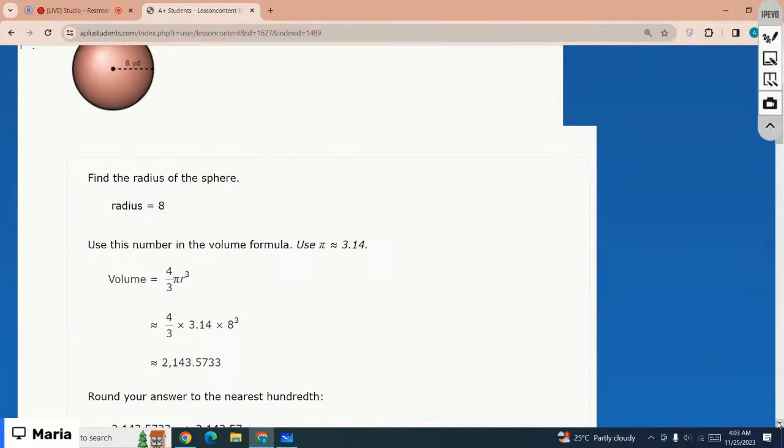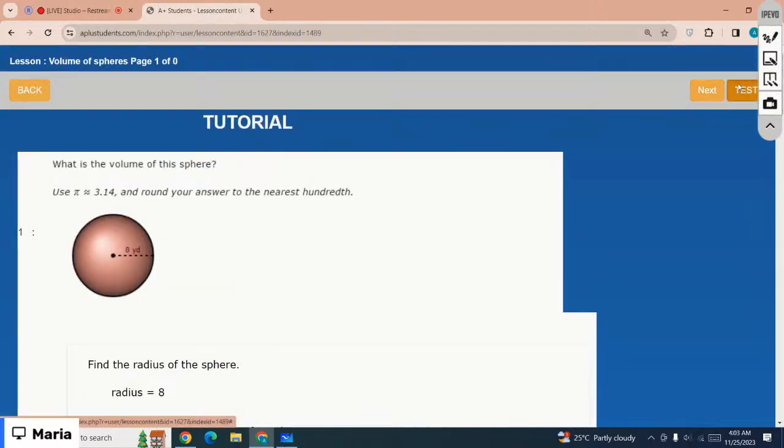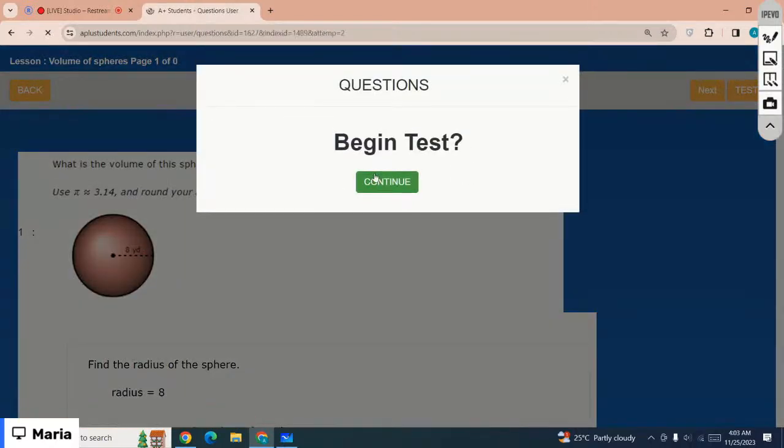So you simply have to put the values in the formula and do the calculations, right? Either you can use a calculator or you can do it on your own. So the formula is V equals 4 by 3 pi r cube. R is given as 8, just put in the values, that is 4 by 3 times 3.14 times 8 cube, right? So the correct option is 2143.57, right? So the formula to calculate the volume of the sphere is V equals 4 by 3 pi r cube, right? Let's just start with the test questions from the same lesson.